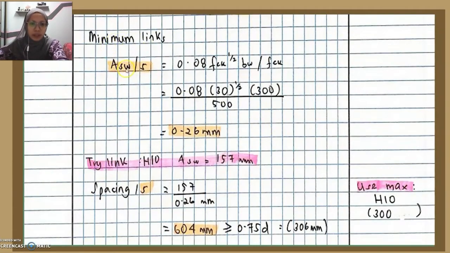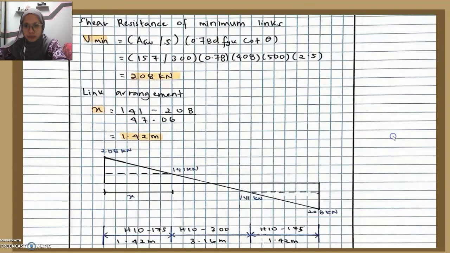Okay, the minimum links, Asw over s, we get the answer 0.26. So try links H10, Asw 157. We get the spacing of 604 mm, so it is more than 0.75d, which is 306 mm. So we will use the maximum of H10 at 300. Okay, the shear resistance of minimum links, V min is 208 kN. So the link arrangement x is 1.42 m.